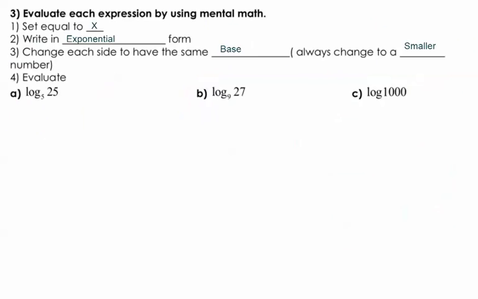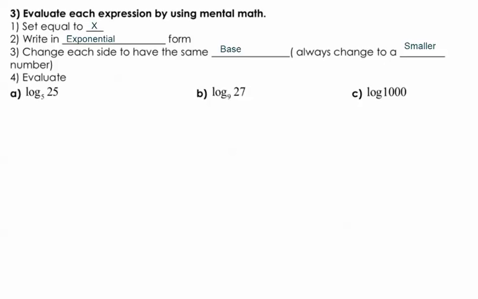So when we want to evaluate expressions by using mental math, we're going to want to change the sides to have the same base. So the first thing you're going to do is set it equal to x. So we're going to do something that I always tell you not to do. I say you don't have the power to put an equal sign in the problem, but now I'm granting you those special powers. Congratulations. Then you're going to change it and write it in exponential form. So this is what we just practiced, where we have that same base, and then we're switching the sides.